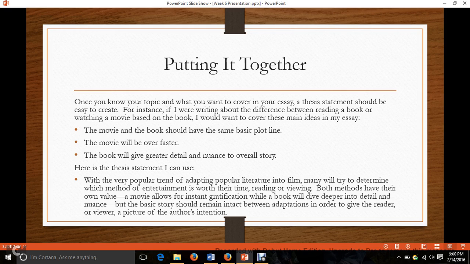So once you know the topic that you have, what you want to cover in your essay, a thesis statement should be pretty easy to create. So, for instance, if I were writing about the differences between reading a book and watching a movie based on the book, I would want to cover the main ideas in my essay: that the book and the movie should have the same basic plot line, the movie will be over faster, the book will give greater detail and nuance to the overall story, and then I'd create a thesis statement off of that.